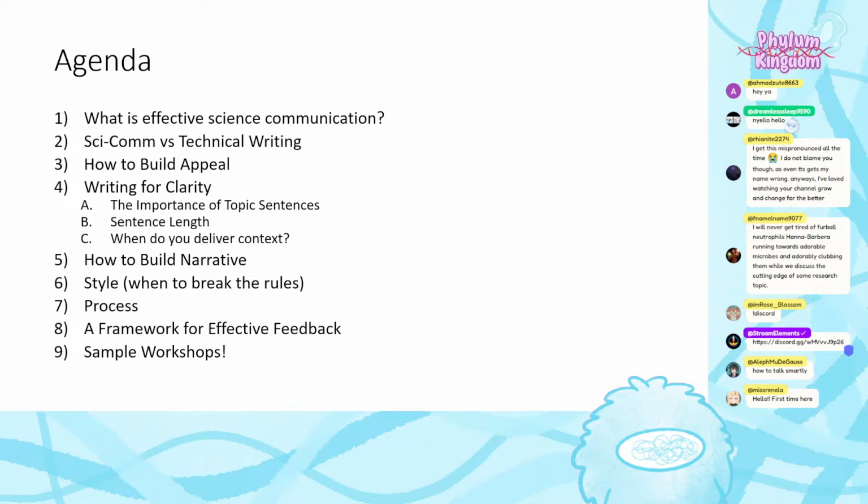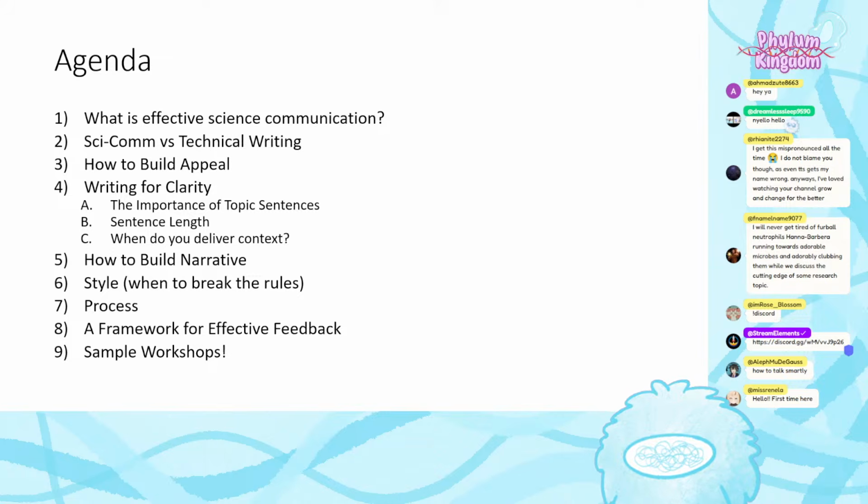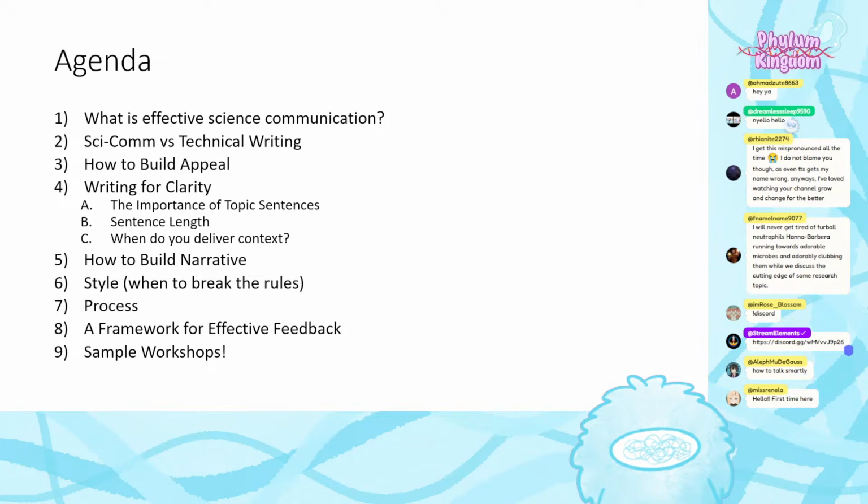Then we're going to talk about appeal. So, sci-comm versus technical writing. Sorry, let me get to that first. I want to make a delineation between science communication, which is what my YouTube channel is, and technical writing, which is stuff that professionals will do, researchers and such. And then we'll talk about appeal. Appeal is the starting point to all rhetoric writing classes, so we'll go through what appeals those are.